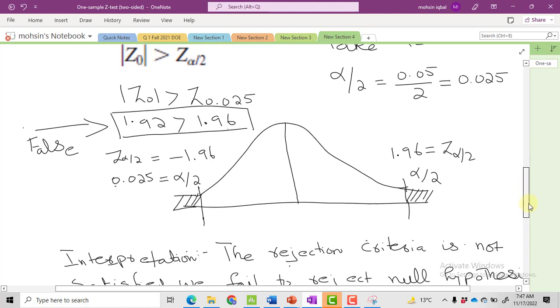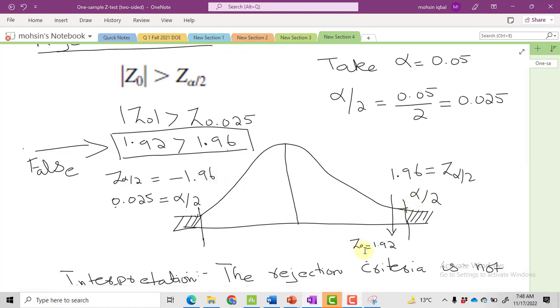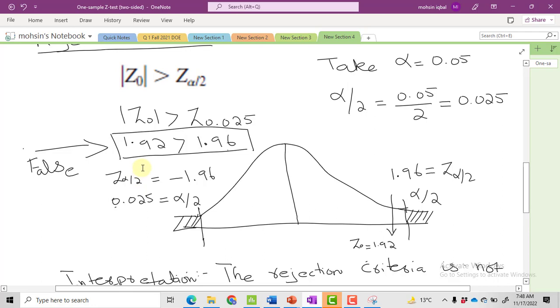We will talk about interpretation of the results. As our computed value 1.92 lies in between these two extreme points, positive 1.96 and negative 1.96, therefore it lies somewhere here. So z naught is equal to 1.92. It lies in the good region. So we say our rejection criteria is not satisfied.